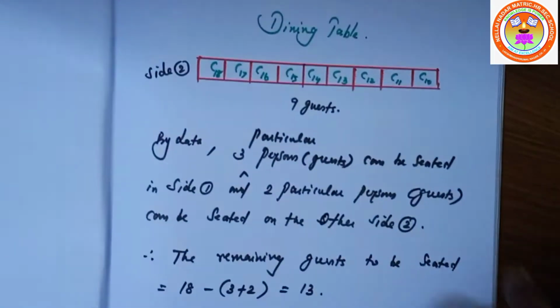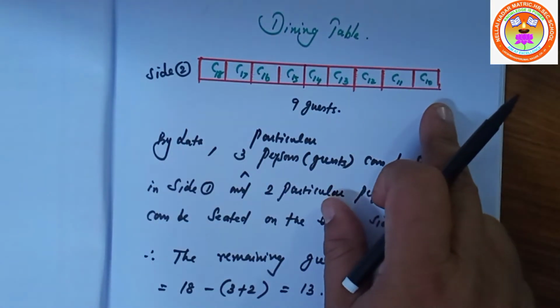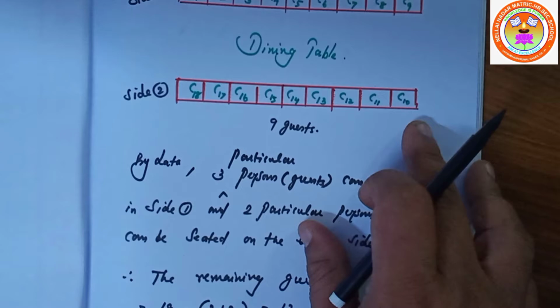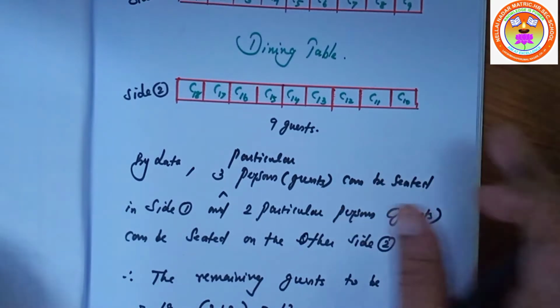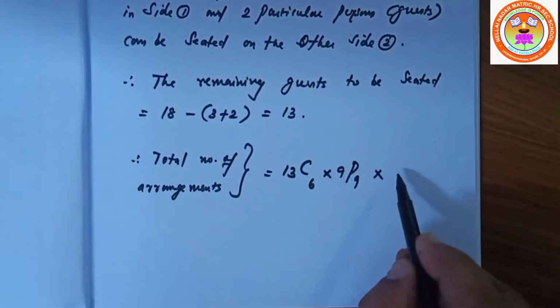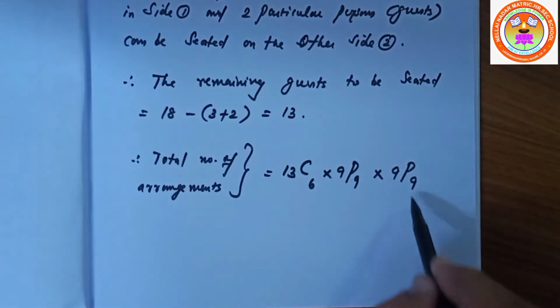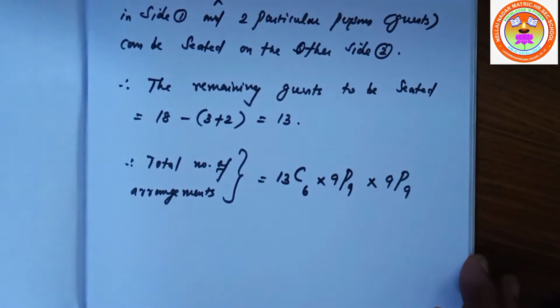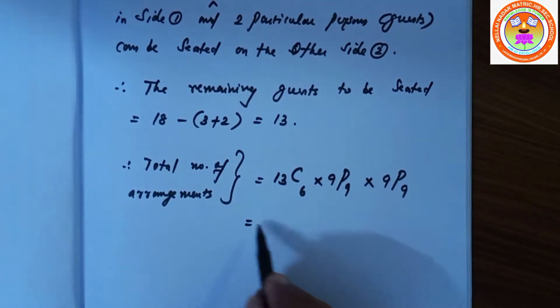Like that, here also we have 9 guests. They have to be arranged. Here also you have to apply that permutation. Again 9P9. That is the total arrangement. Then we have to simplify. We have to do the calculation.